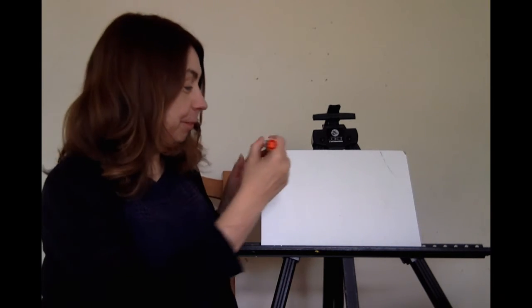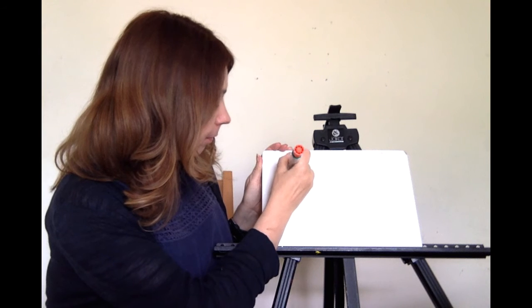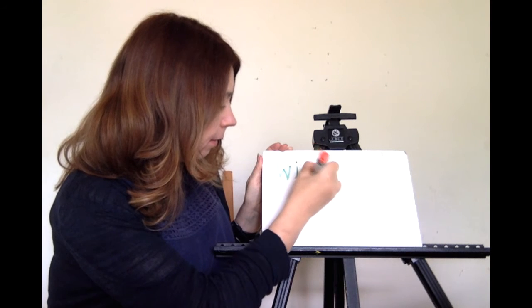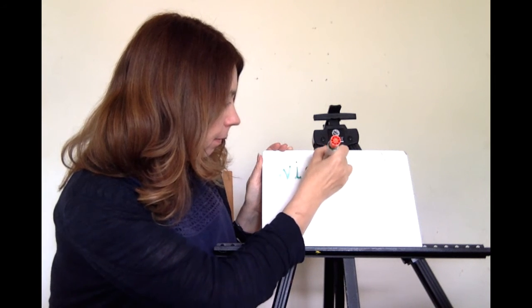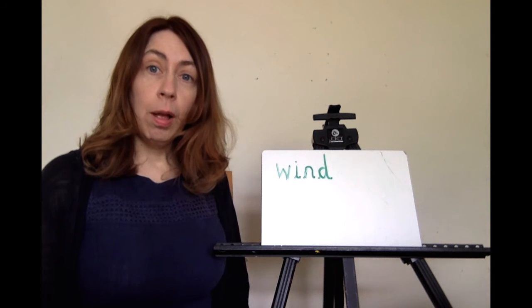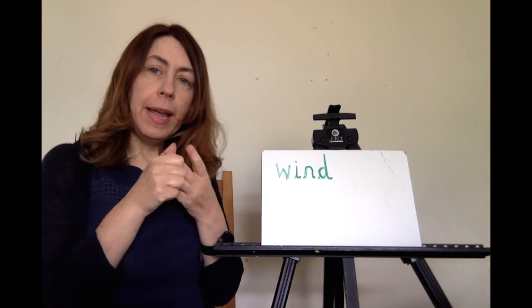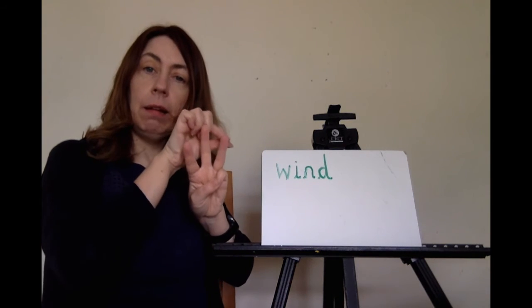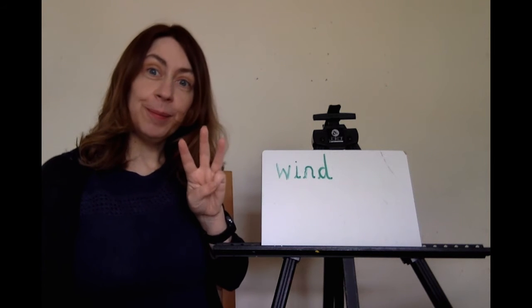W, I, N, D. Wind. How many phonemes in wind? 4, that's right. Let's write them. W, I, N, D. Wind. Let's write the next syllable. Mill. M, I, L. Mill. How many phonemes in mill? Yes, 3.